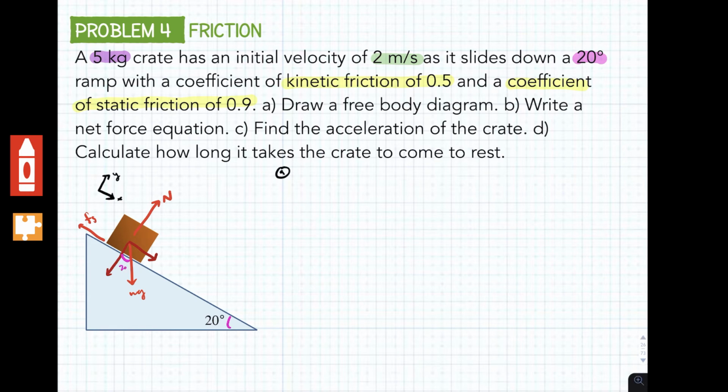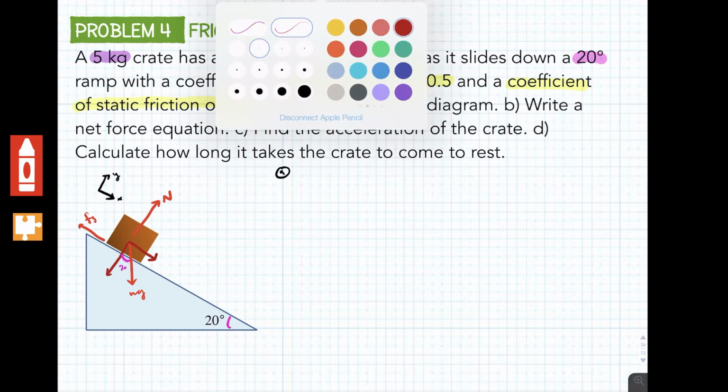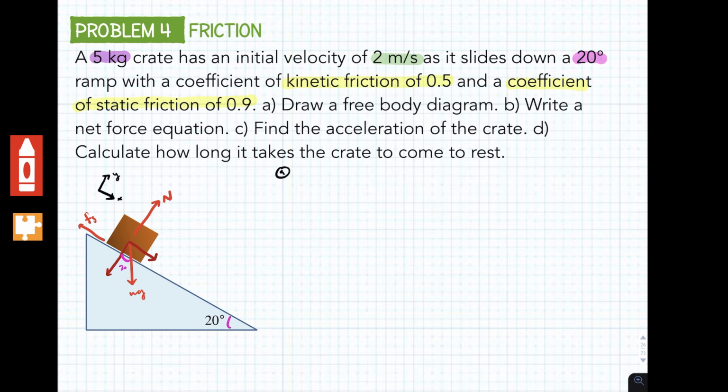So this would be 20. That means that when we break this up into components along our coordinate system, this becomes mg sine theta, because it's the side that's not near the angle that we know, and this is mg cosine theta, where theta is 20 degrees.